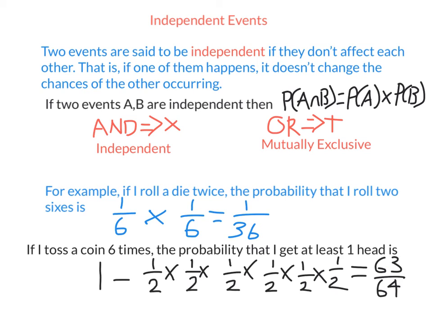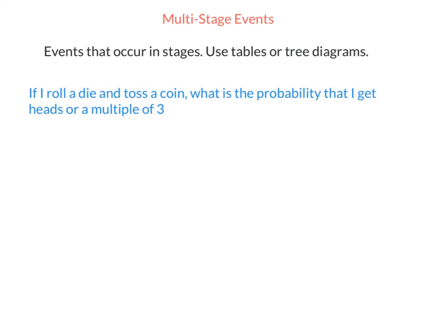All right, let's now move on to our final topic of multi-stage events. So as the name suggests, multi-stage events involve events that occur in stages. It's when you're doing more than one thing. You could be tossing 2 coins, rolling 2 die, tossing a coin and rolling a die, picking 2 cards from a deck. All of that occurs in stages. What we do is we use tables or tree diagrams.